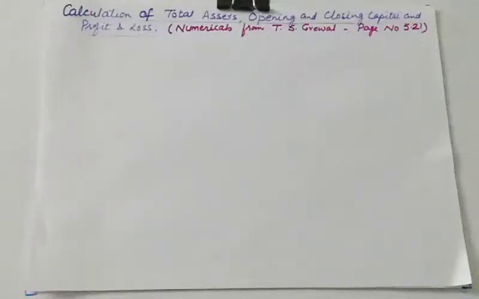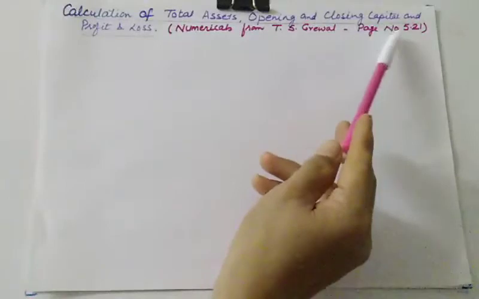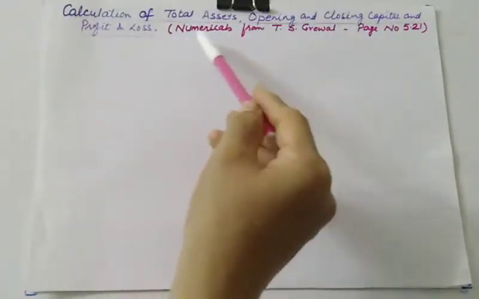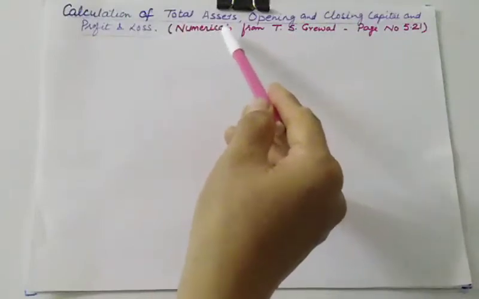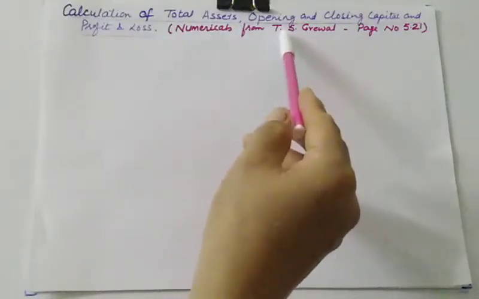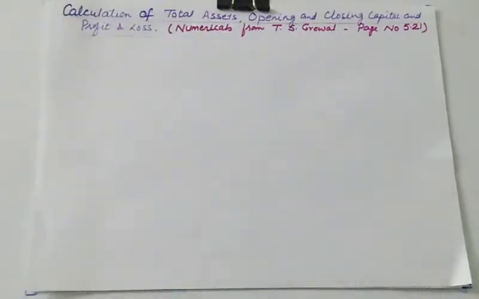Greetings dear students. Today we'll be doing the calculation of total assets, opening and closing capital and profit and loss account with the help of the accounting equation. These numericals I have taken from T.S. Grewal's book, page number 5.21. So let us start with the numericals.